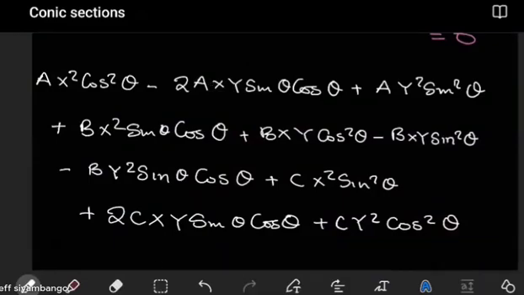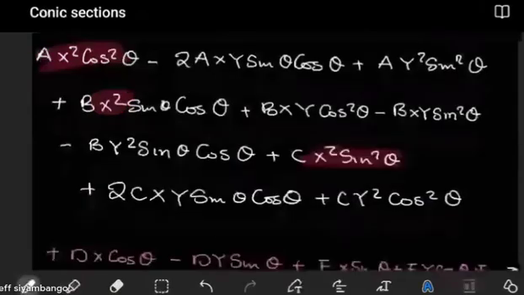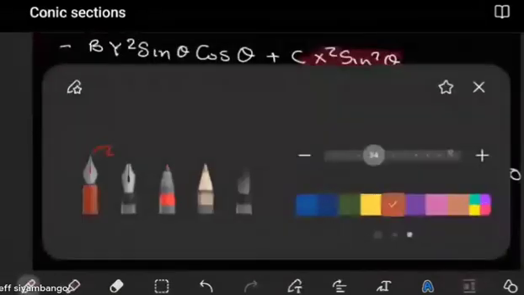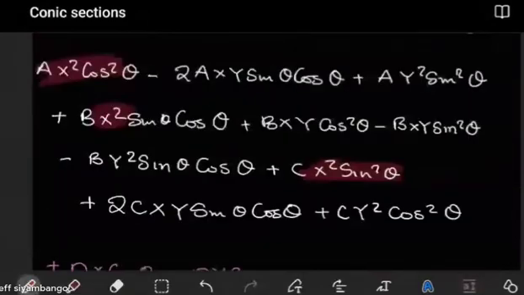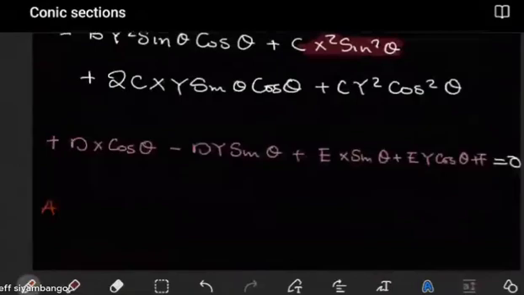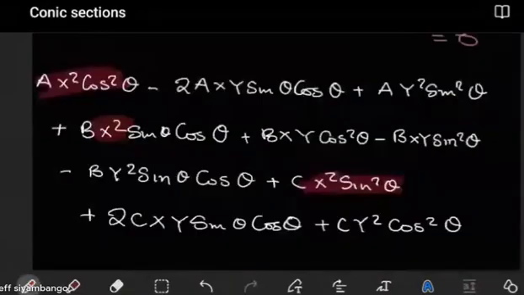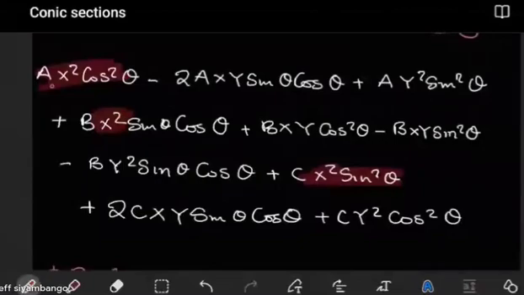So this has an x squared. This has an x squared. This has an x squared. And that's all. So we'll write all those together. I'll factor out that x squared. I'll go red since this is the final thing. So this is A cos squared theta. I'm factoring out the x squared itself. So I've just written A cos squared theta.